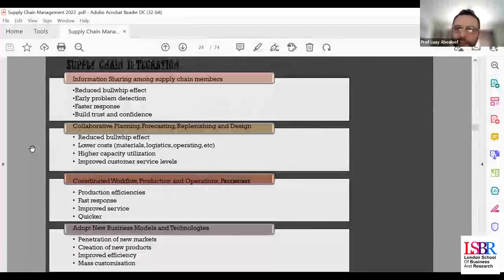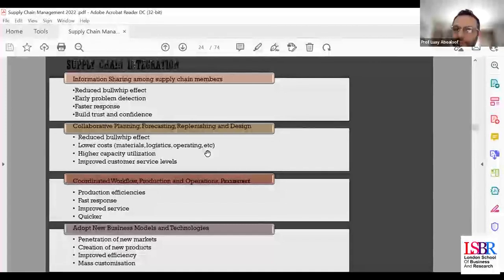Next, supply chain integration. What information would we like to share among the supply chain members, among my partners? The information I would share: problems getting detected, building trust and confidence around the company, order book, things like that. What I would do also when I collaborate on planning, forecasting, and design will help me to lower my cost. When I do proper executive designing, that will lower my cost. Higher capacity I would have. Improve my customer service level towards the end.